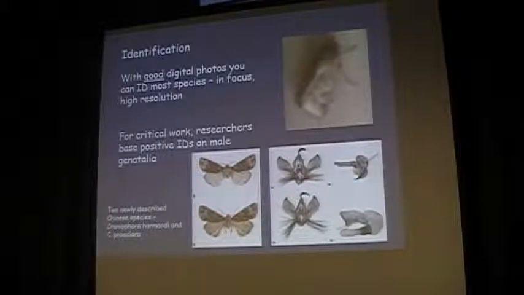Very bad. For critical work, like for describing new species, researchers base positive IDs on male genitalia. So you can see these two species, these are from China. They look pretty similar, but their genitalia are quite different. And so they're able to differentiate the species with that. And that's one of the critical things.